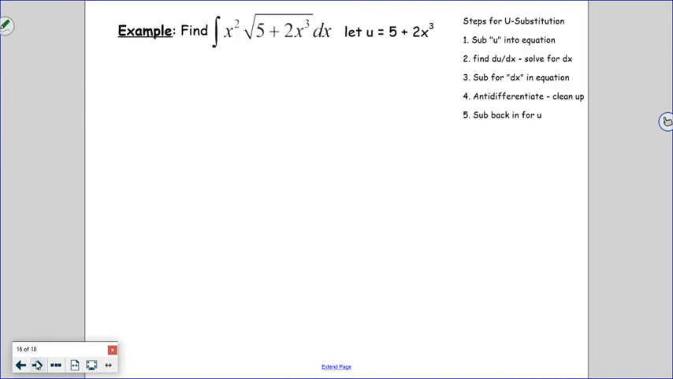Okay, let's try one more here. This is definitely one that I probably would want to think backwards through. Given the integral of x squared, square root of 5 plus 2x cubed dx, let u equal 5 plus 2x cubed.